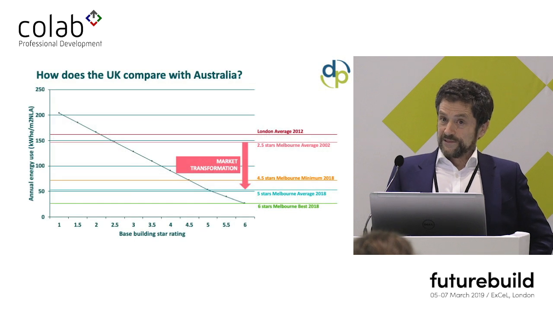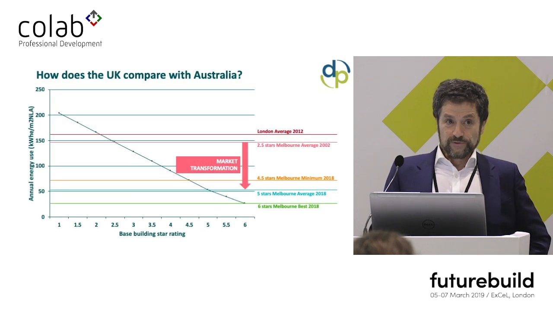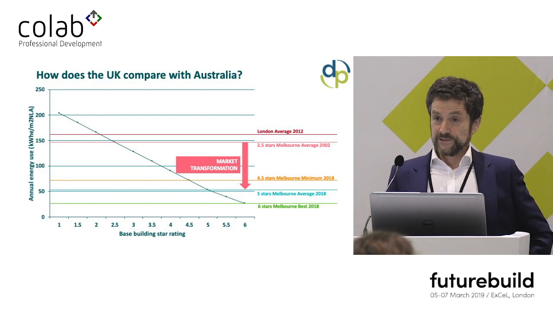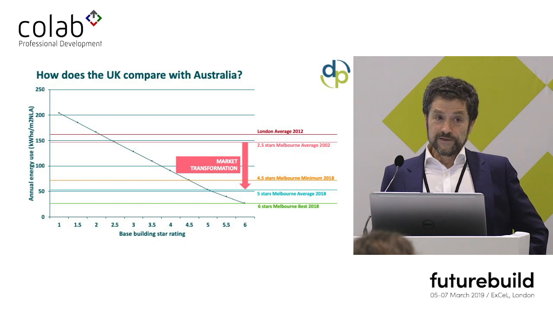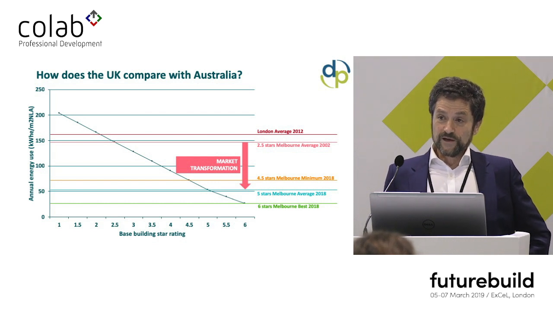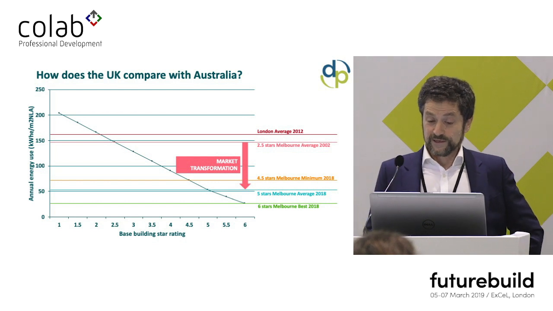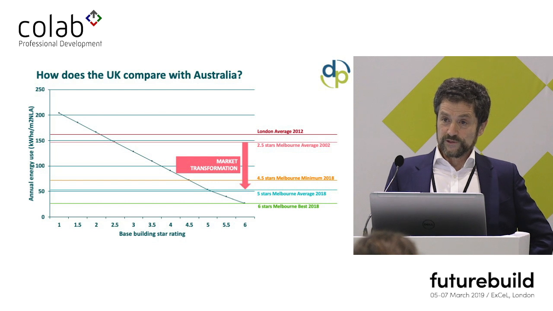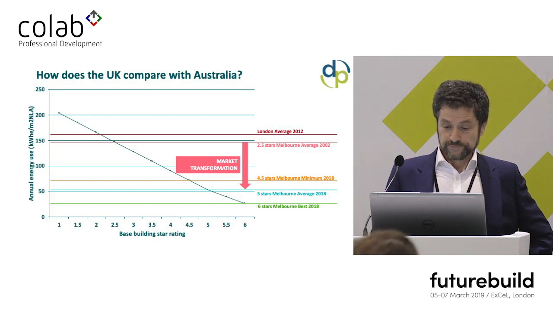So if we come back to this graph of the market transformation in Australia, the obvious question is, where do UK buildings sit on this graph? And the answer to this question is we don't know, because we just don't measure it. It is actually scandalous that, for the last, well, forever, but certainly over the last 20 or 30 years, we have not been measuring the performance of our buildings in use.